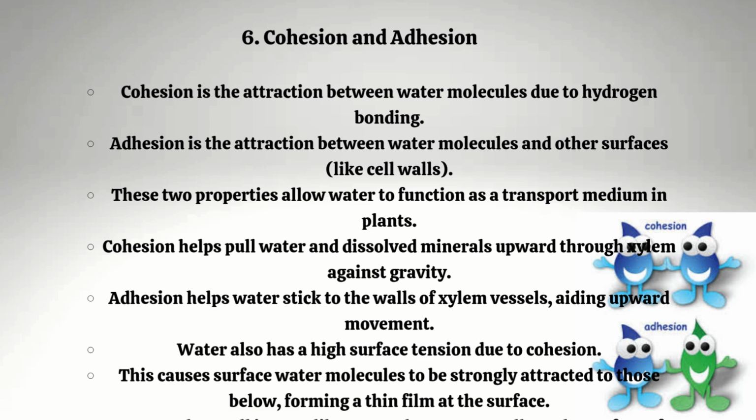Water also has a high surface tension due to cohesion. This causes surface water molecules to be strongly attracted to those below, forming a thin film at the surface. As a result, small insects like water skaters can walk on the surface of ponds without sinking.